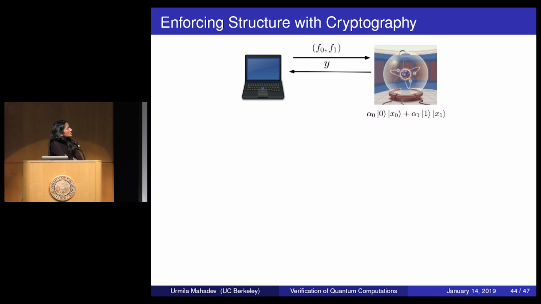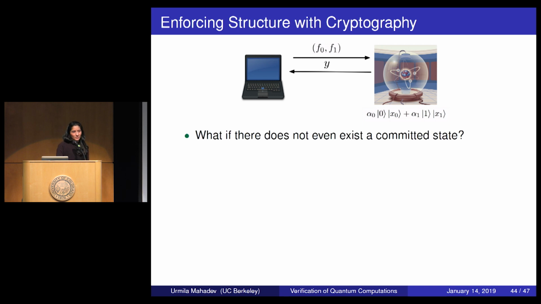And here, when I referred to this protocol, I kept saying that the prover is committing to a quantum state, and this is what his quantum state looks like. But of course, with a general prover, I have no idea what he's doing. I don't know that he is committing to a quantum state. I don't know how he's producing the string Y. I don't even know that he holds qubits. So that's the real difficulty.